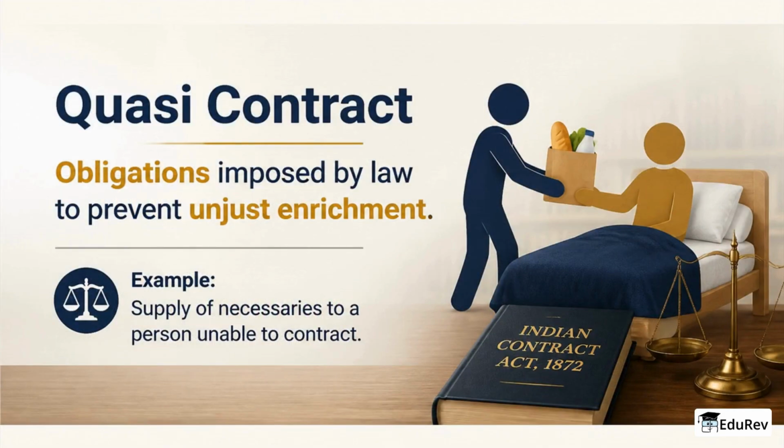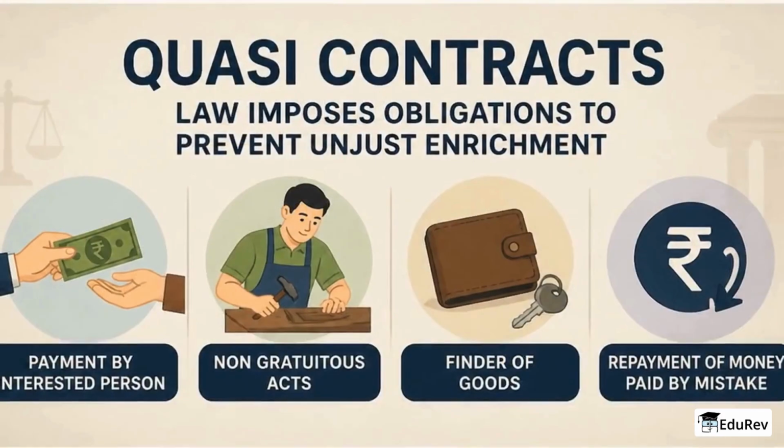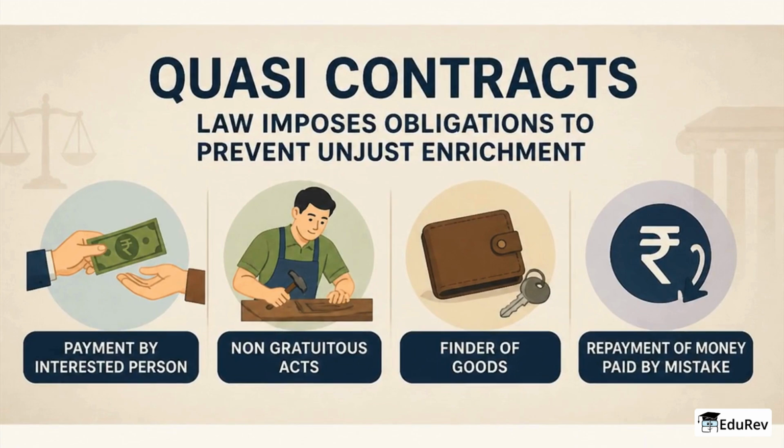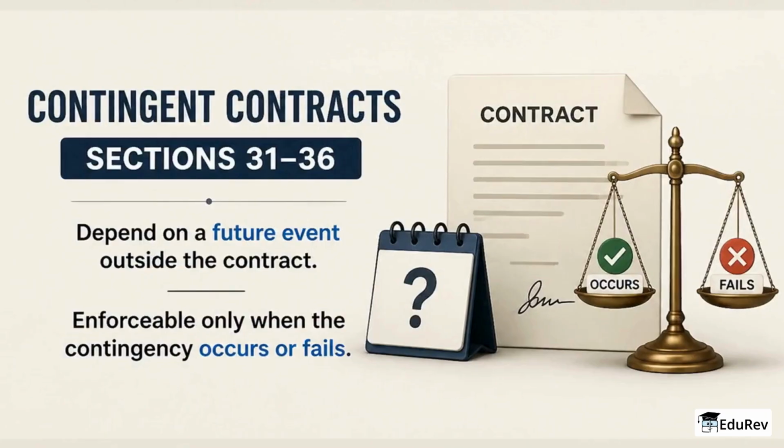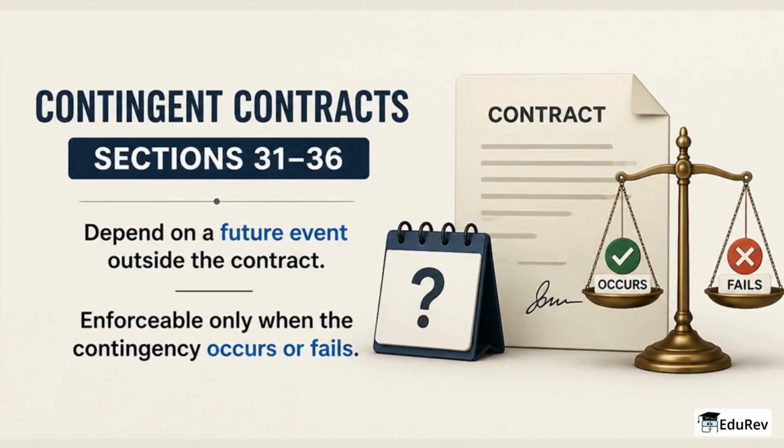Quasi-contracts in Section 68 to 72 are obligations imposed by law to avoid unjust enrichment. For example, supply of necessaries to a person unable to contract. Examples of quasi-contracts include payment by an interested person, non-gratuitous acts, the finder of goods, and repayment of money paid by mistake. Contingent contracts under Sections 31 to 36 depend on future events collateral to the contract and are enforceable only when the contingency occurs or fails.